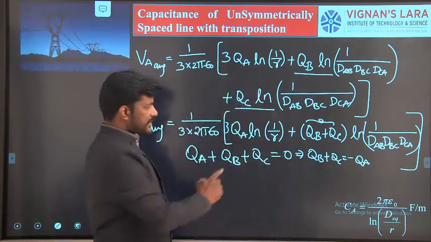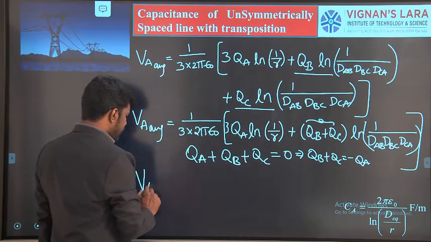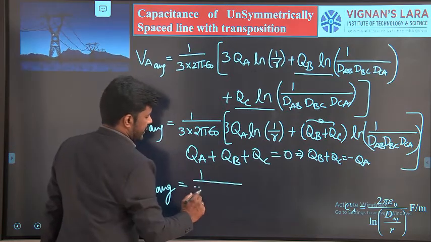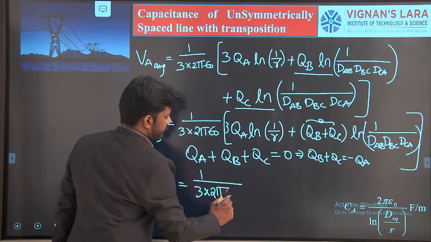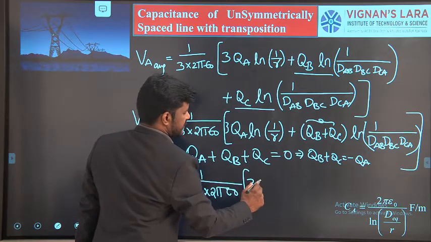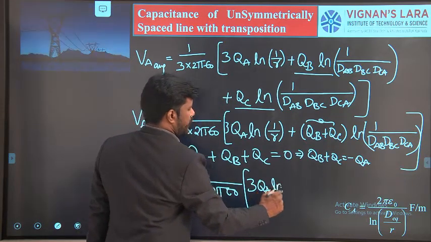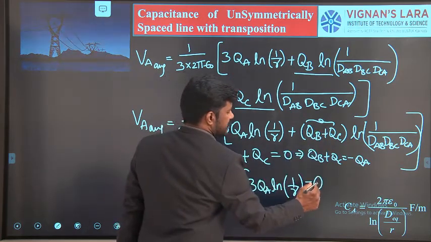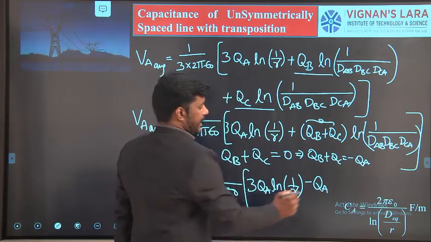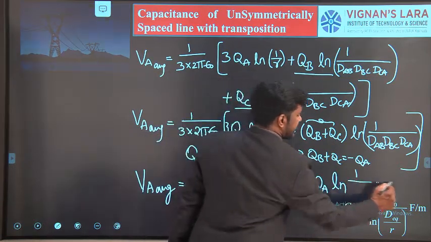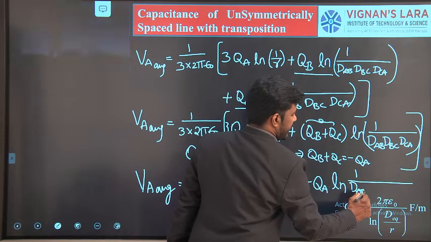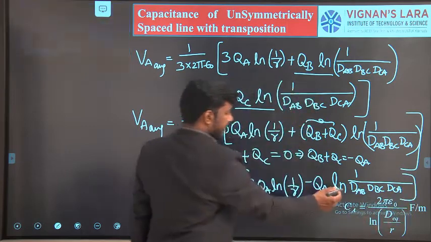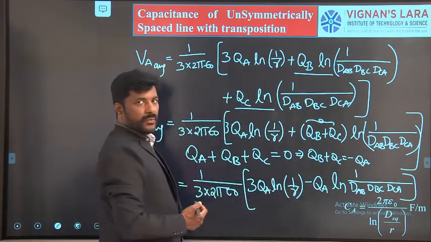Okay. Then substituting there, you will get the average potential of conductor A as 1 by 3 into 2 pi epsilon naught of 3 times the self charge QA ln of 1 by R. QB plus QC was written as minus QA. Okay. ln of, again, the distances we have are DAB, DBC and DCA. In the 2 terms, QA was common.